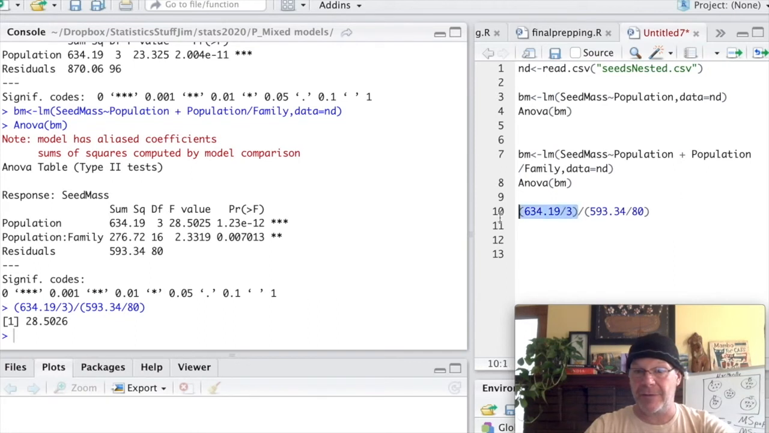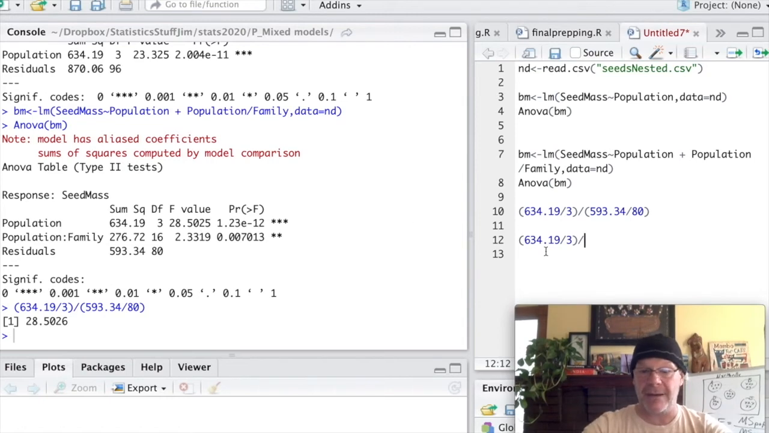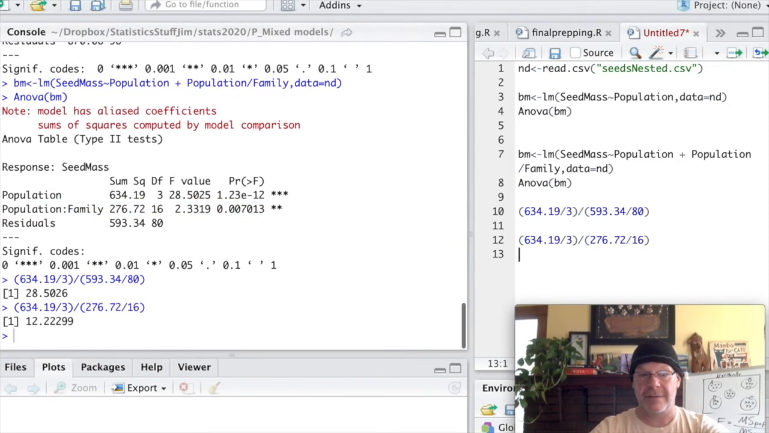Okay, so that still is going to be our mean squared for the effective population. And then what we can do is divide that by 276.72 divided by 16. So that's going to be the mean squared associated with this level. And so we go ahead and do that. There is our new F statistic.